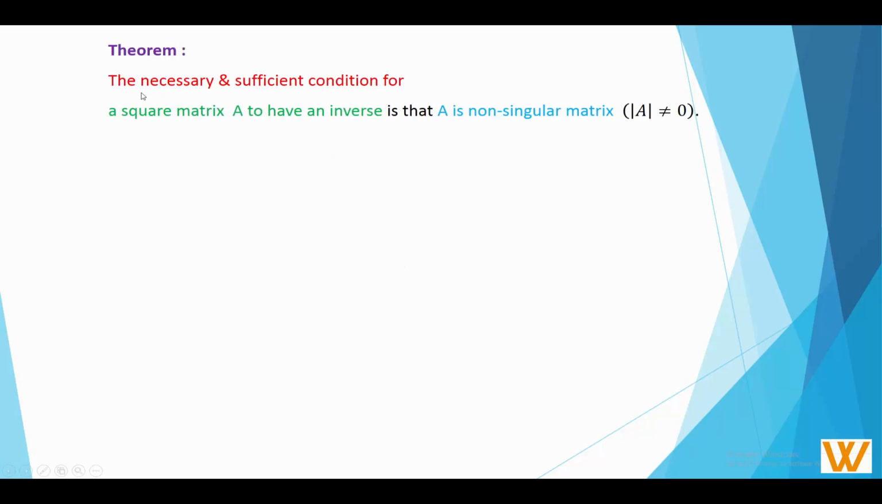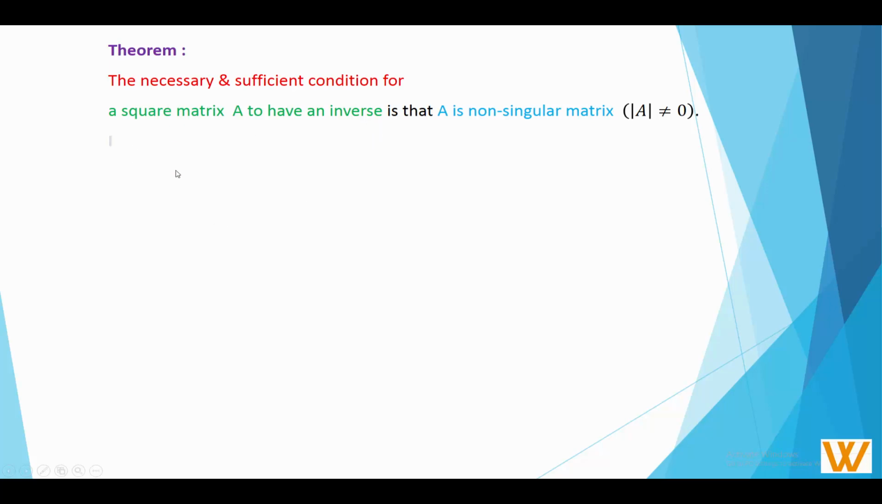Theorem. The necessary and sufficient condition for a square matrix A to have an inverse is that A is a non-singular matrix, that is, determinant A is not equal to 0. We prove this theorem both ways. In the first part, assume that the square matrix A has an inverse and prove A is non-singular. In the second part, assume that A is non-singular and prove that A has an inverse.